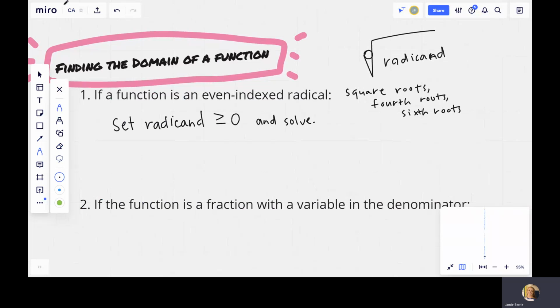All you do is set your radicand, which is the expression under the radical, greater than or equal to 0 and solve. The reason for this is that when you take the square root of a negative number, that is an imaginary number, which we haven't talked about yet. And so we do not want to consider the negative roots. So we just consider the positive, which is the greater than 0, and the equal to 0. So pretty easy.